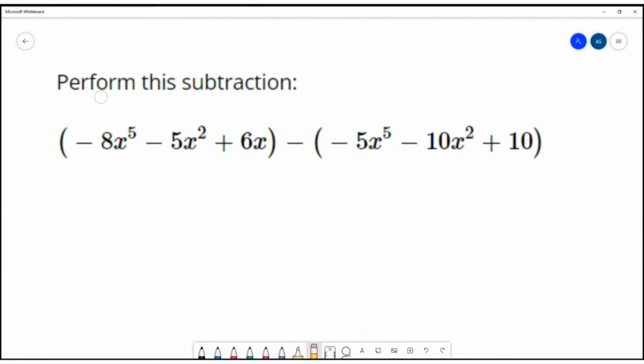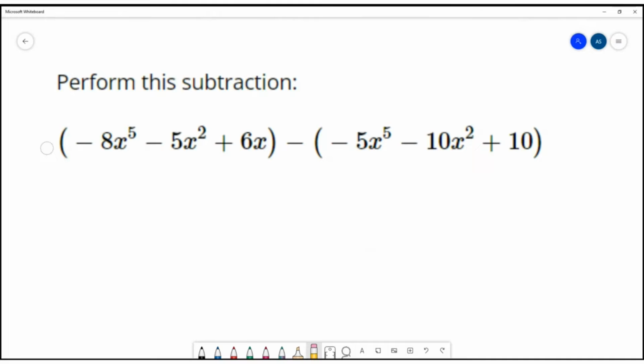On this example, we want to perform the subtraction. Negative 8x to the 5th minus 5x squared plus 6x minus negative 5x to the 5th minus 10x squared plus 10. In this example, we have parentheses around this first polynomial, and they don't really mean anything. We don't need to keep them.